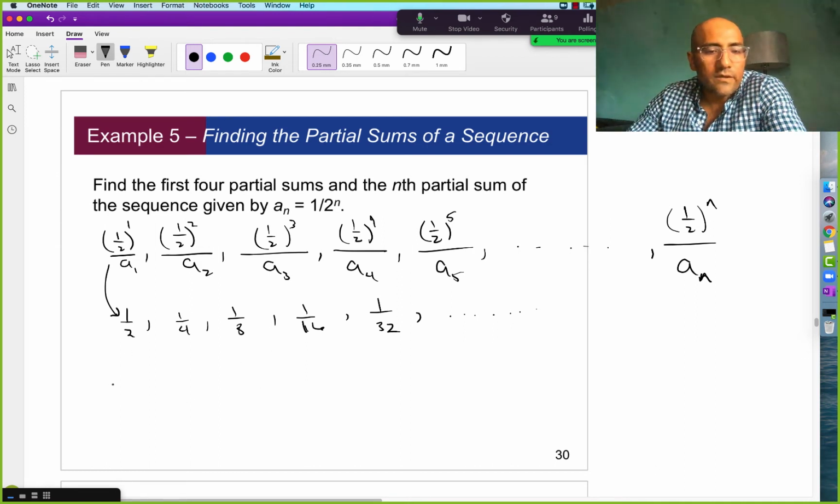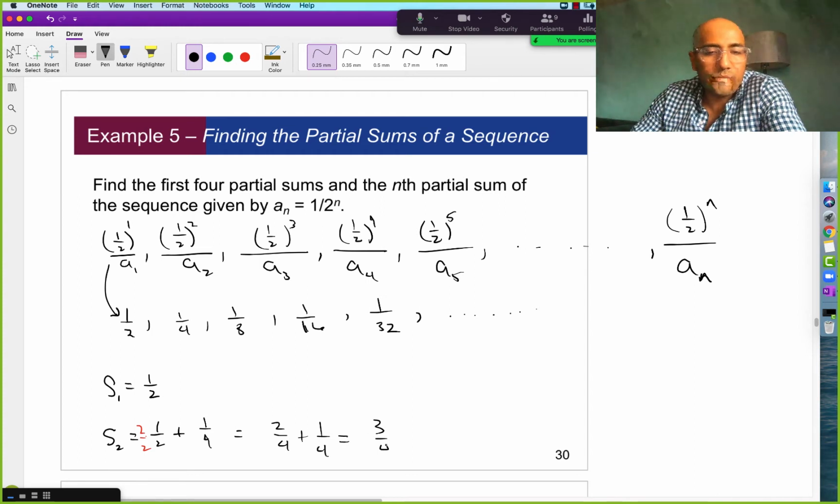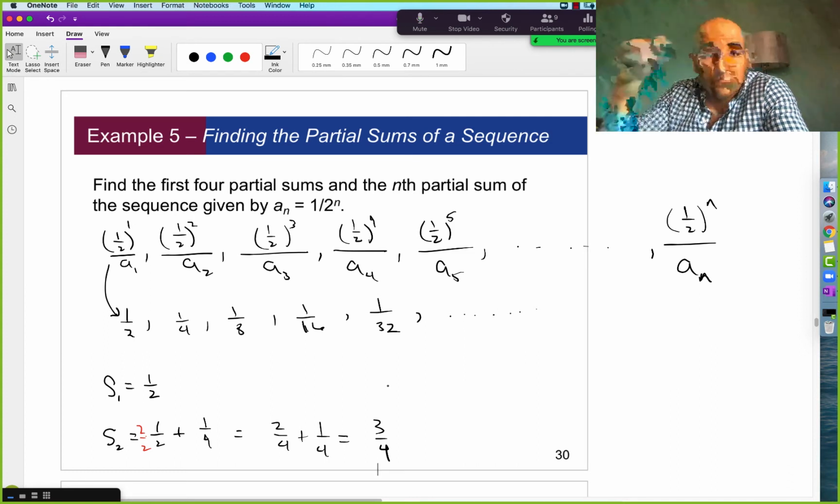Good. So now I want to find the s sub 1 value. Okay, that's just the sum of the first one. Well, that's just a half. And then s sub 2 is going to be equal to the sum of the first two. It's going to be 1/2 plus 1/4. You need a common denominator. That's going to be to multiply this by a 2 over a 2. So we'll end up with 2/4 plus 1/4, which gives you 3/4. Okay, so the second one on my list is going to be 3/4.